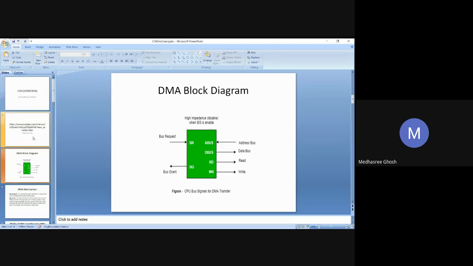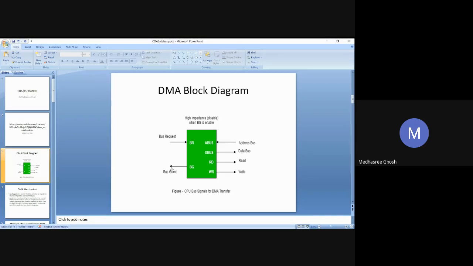Okay. Now, next. This is the DMA block diagram. See, there are various components in the DMA block diagram. I'll explain each and everything. As of now, you just see the diagram, and I'll explain it to you afterwards. First of all, there should be two signals. These are bus request and bus grant.